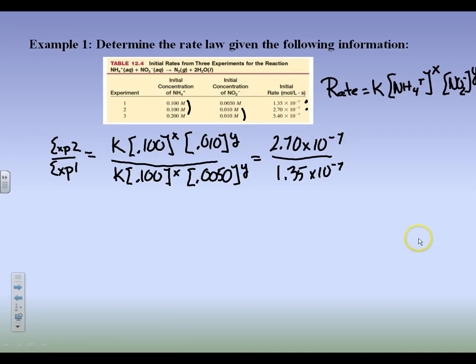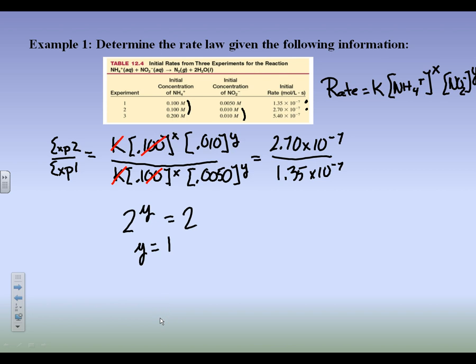Now I want to look and see what kinds of things can cancel. So my k's automatically cancel, that's cool. This 0.1 to the x, 0.1 to the x, that cancels. So that's handy. Now that just simplified my math a whole lot. From here, hopefully you can do some of this in your head. If you notice, 0.01 divided by 0.005 is 2. So 2 to the y power equals, well, 2.7 divided by 1.35 is also 2. So what would y be? 1. So we know that the exponent for y is 1.